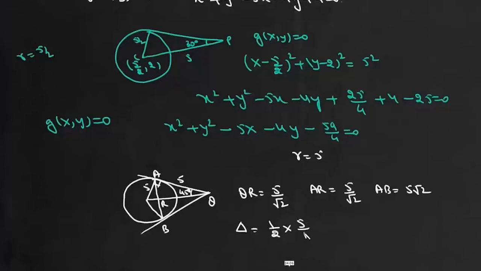So the area of this triangle will be 1 by 2 into 5 by root 2 into 5 root 2. Now this root 2 will cancel. So it will be 25 by 2, and that's your option A.